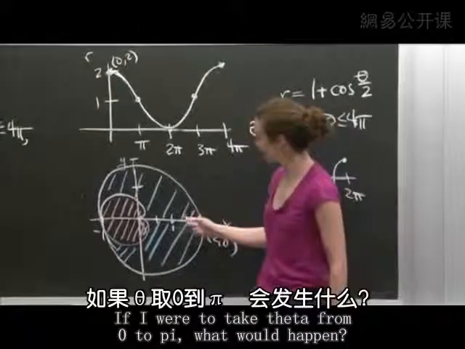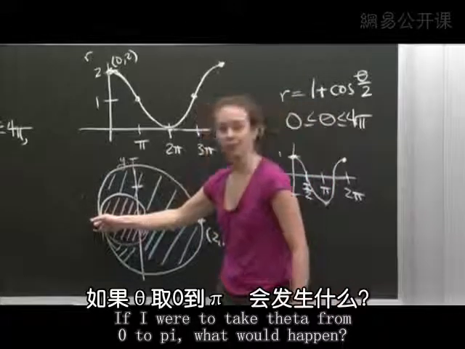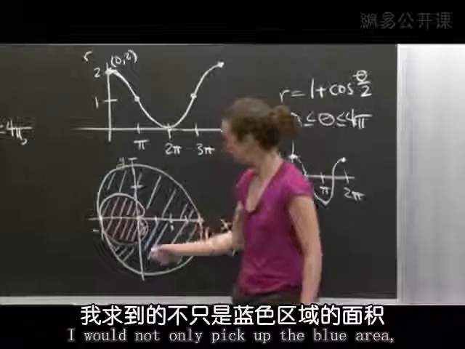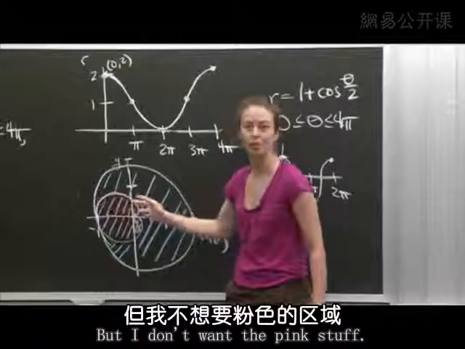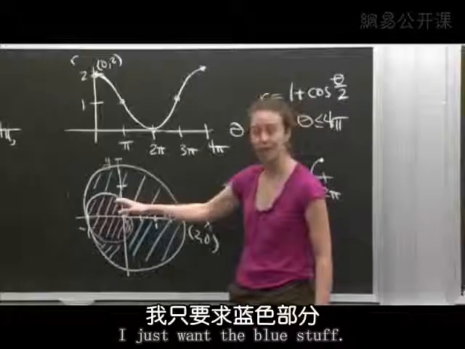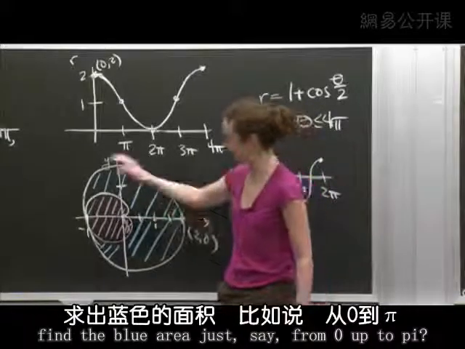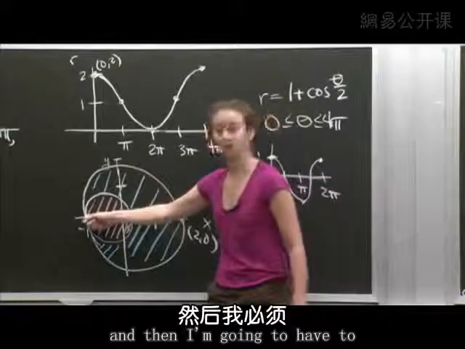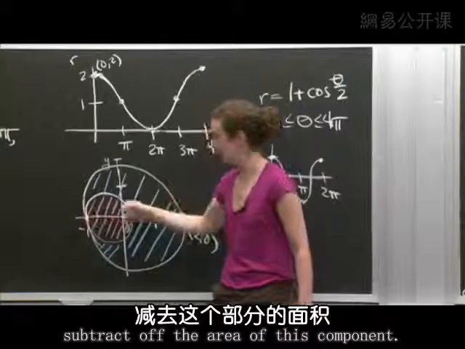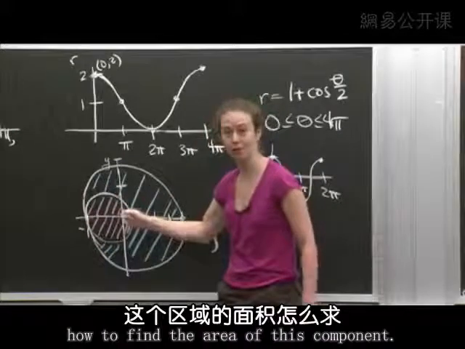If I were to take theta from 0 to pi, what would happen? I would not only pick up the blue area, but I'd pick up this pink stuff inside. But I don't want the pink stuff. I just want the blue stuff. So what am I going to have to do to find the blue area, just say from 0 up to pi? I'm going to have to find the area from 0 to pi, and then I'm going to have to subtract off the area of this component. But we know actually how to find the area of this component.